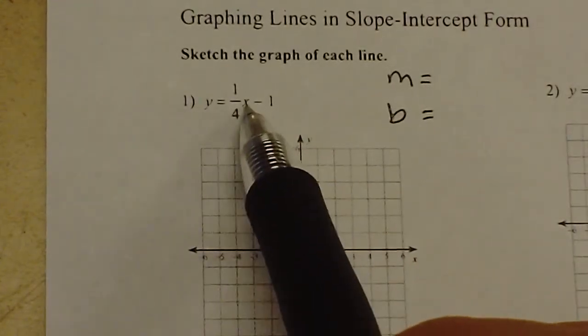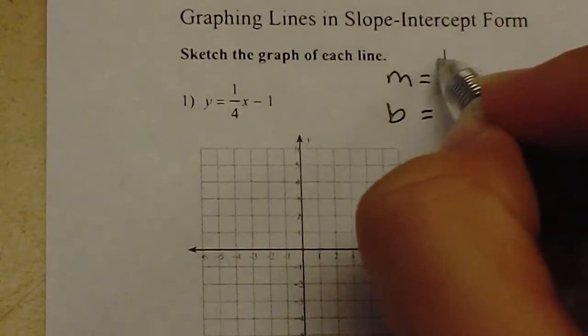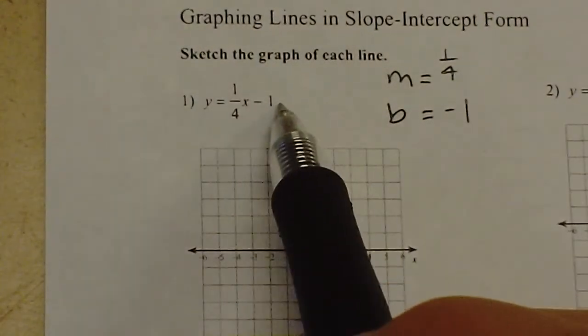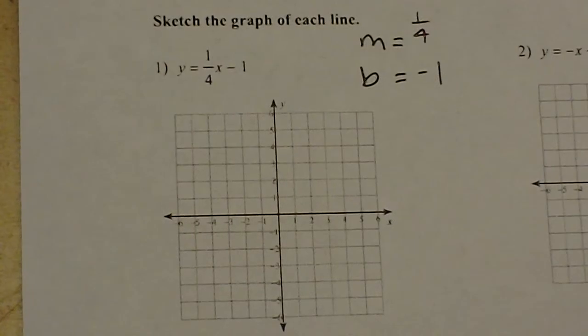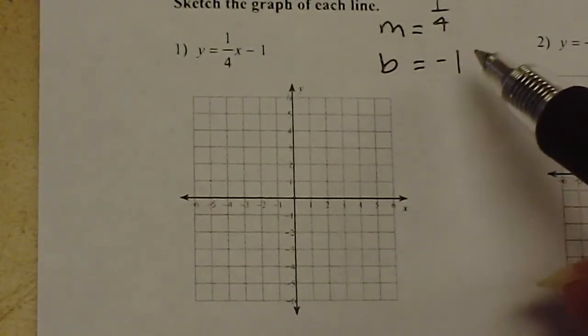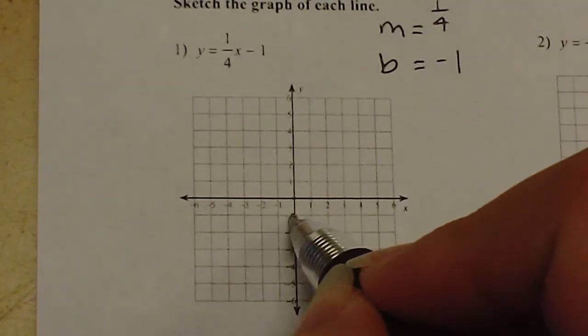Y equals 1/4 x minus 1. The slope is 1/4, and the y-intercept is -1. I get that from the 1/4 and the -1. To graph a line in slope-intercept form, first you go to the -1. You start at the y-intercept, and we're going to put our dot at -1.